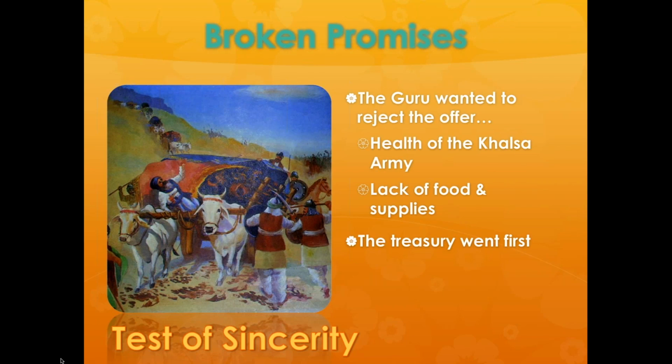Unfortunately, the Mughals couldn't be trusted because they ended up attacking what was supposed to be the treasury. But Guru Sahib knew that they couldn't be trusted. So instead of actually sending out the actual treasury, a lot of these bullock carts were actually filled with trash and dirt and just basically unwanted material, because Guru Sahib was just testing their sincerity, and unfortunately they couldn't be trusted, right? Because they promised that they weren't going to attack and they ended up attacking.